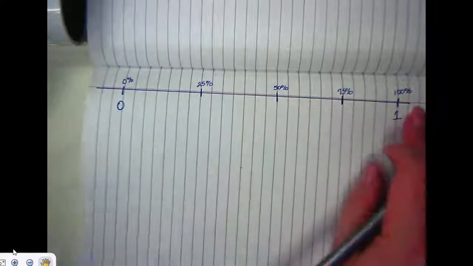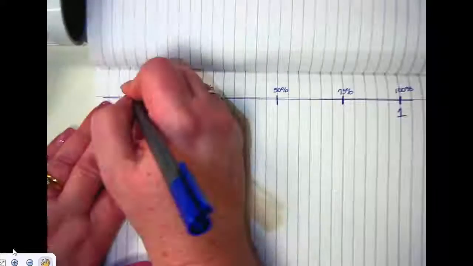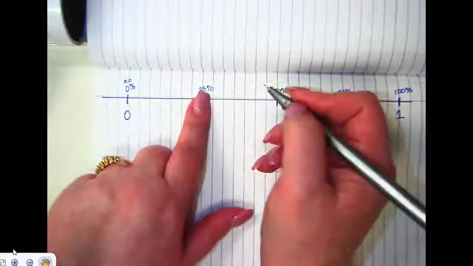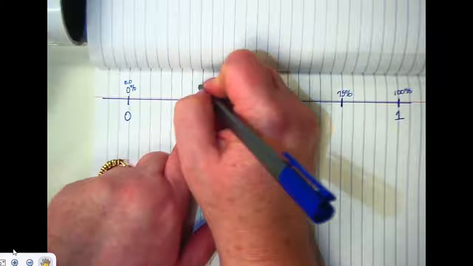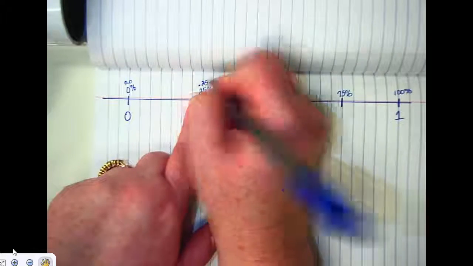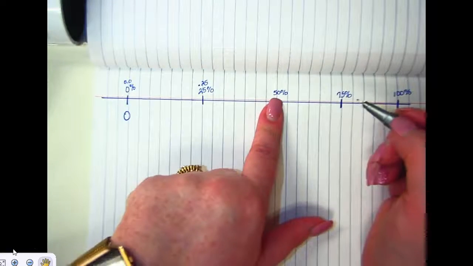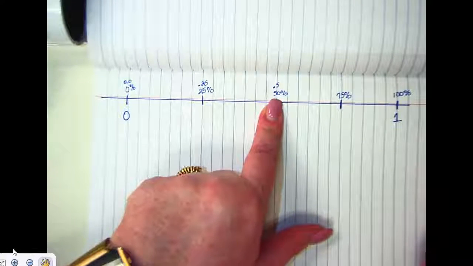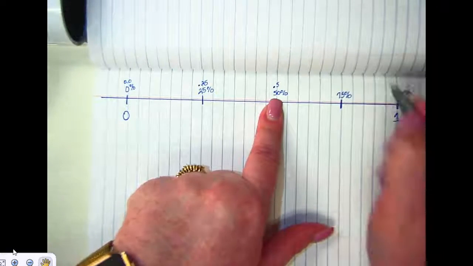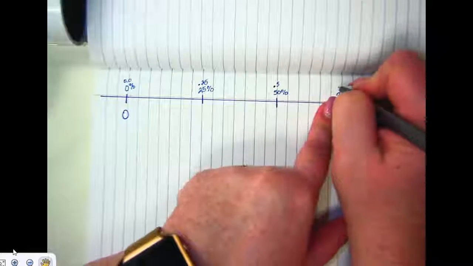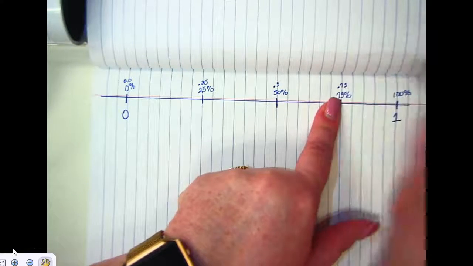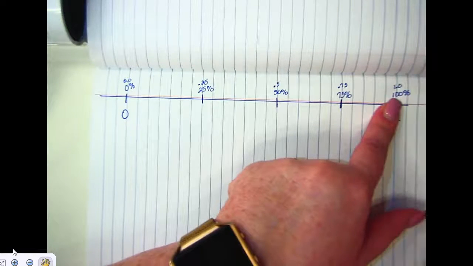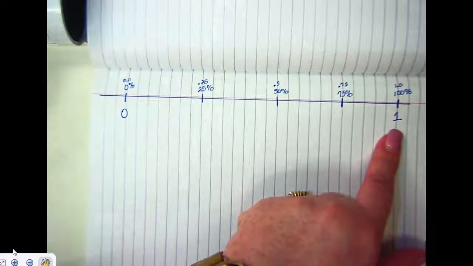What can we call these as decimals? Well, this would be 0.0. What would this be as a decimal? 25 hundredths. What's this one as a decimal? 5 tenths or 50 hundredths. What's this one? 75 hundredths. And what is this? 1.0 or just a 1. We already have a 1.